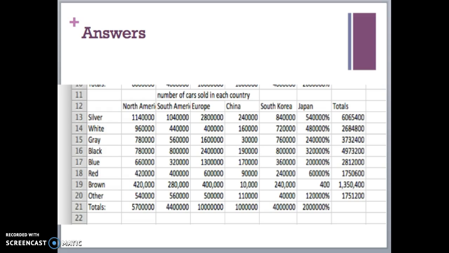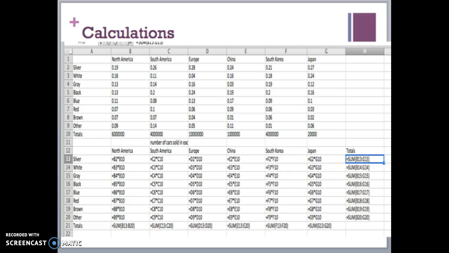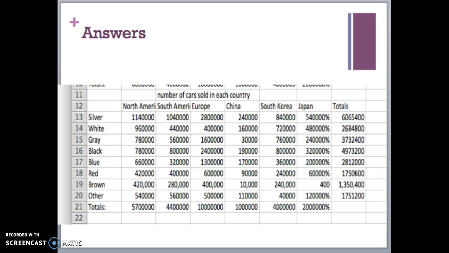So the answers that I came up with. After I did all these calculations, I did control tilde and it showed me all of the answers. So in North America, 1,140,000 cars were sold that were silver, and so on and so forth. And then I have my totals on to the right, which is how many of each color was sold, and then I have the totals per region.